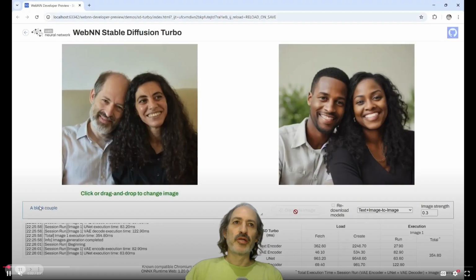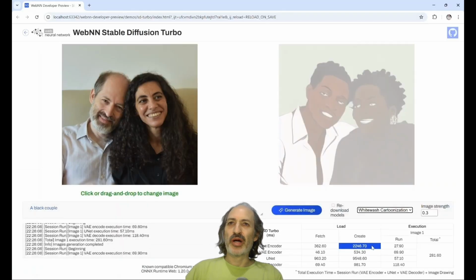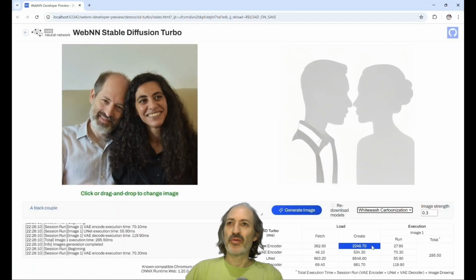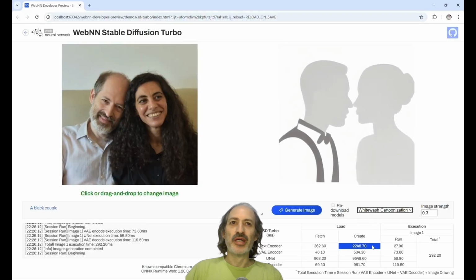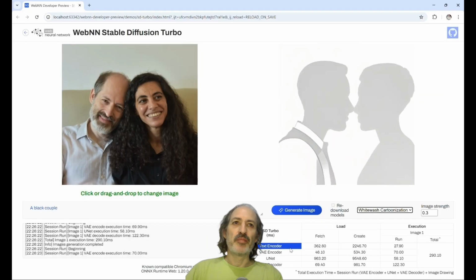So these are some of the first experiments I had recorded. This is me and my wife on the left, and the only photograph she allows me to use. And you see, once I put on the whitewash cartoonization, it becomes a cartoon. So the prompt is a black couple.